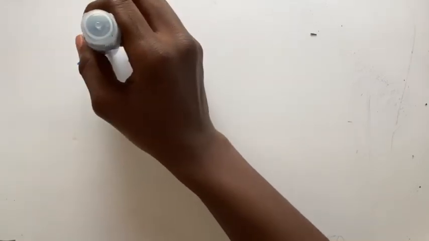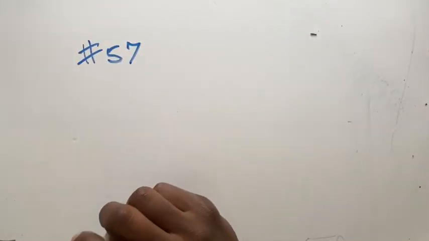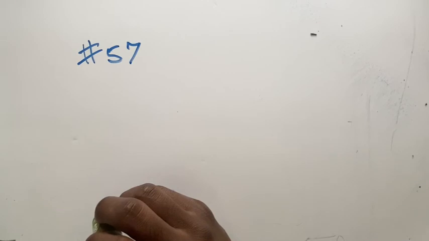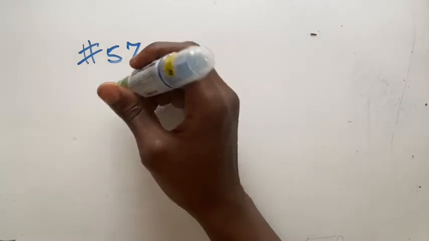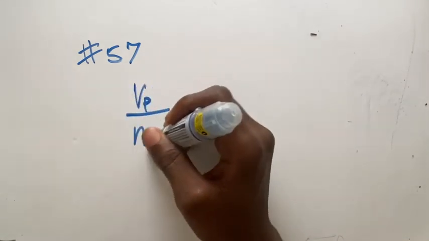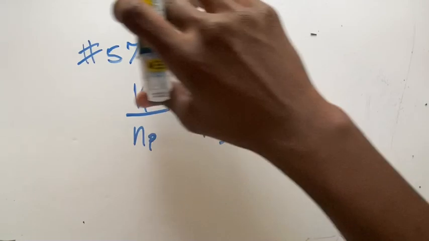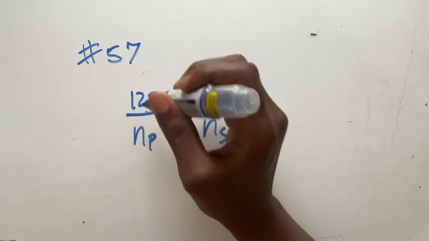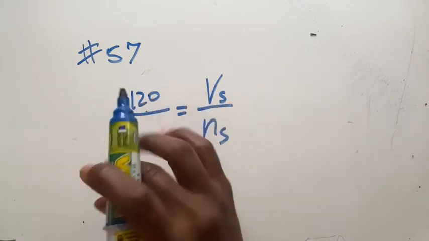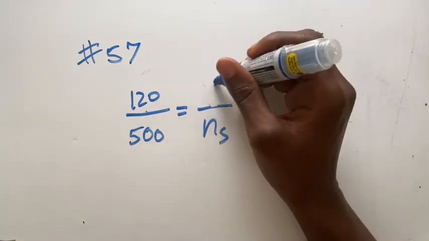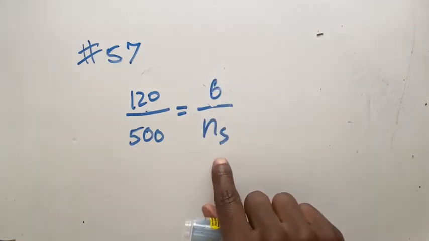Now, lastly, 57. 57 says an electronic game requires 6 volts of operation. With the transformer, it can be powered with 120 volt outlets. So this is the voltage primary divided by the number of loops primary equals the voltage secondary divided by the number of loops secondary. The primary voltage is 120. The number of turns is 500. The secondary voltage is 6. And we're trying to find the secondary number of loops.